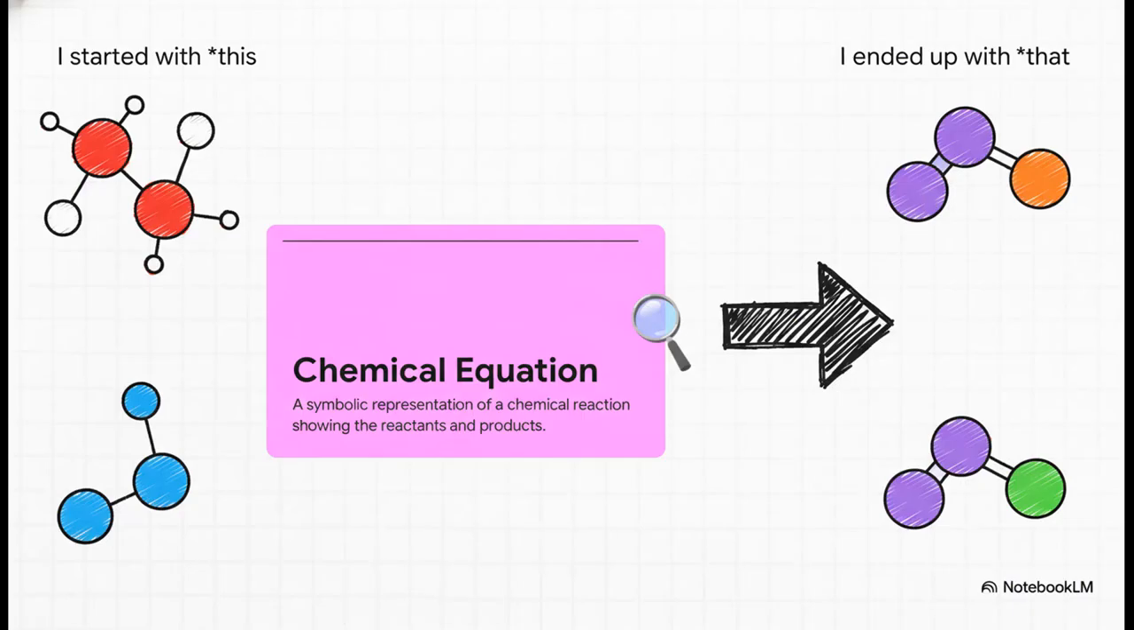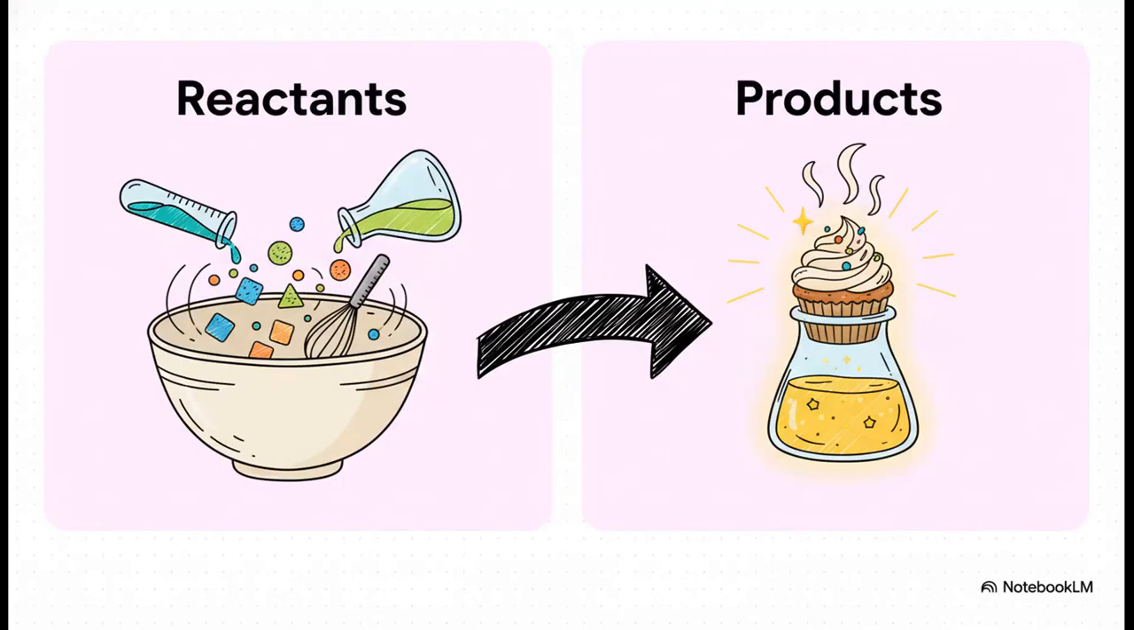Okay, so what is a chemical equation really? At its heart, it's just a super condensed shorthand for a transformation. It's kind of like a sentence that says, hey, I started with this, did some magic, and ended up with that. It lays out the whole process in one neat, elegant line. So just like any good recipe, you've got two main parts. First, you have your ingredients, the stuff you mix together. In the world of chemistry, we call those your reactants. And then, of course, you've got the final dish, right? What you made. We call those the products. Yep, it's that simple. Reactants turn into products.